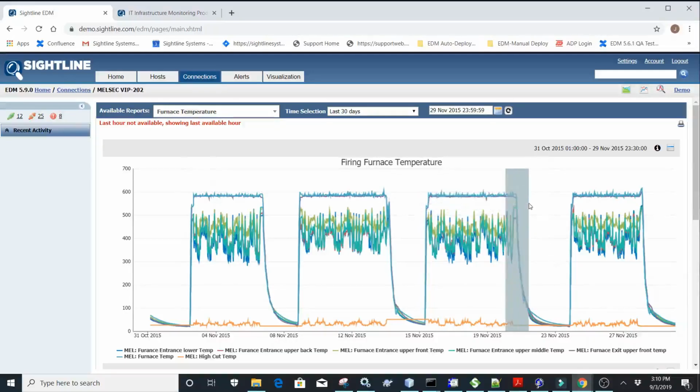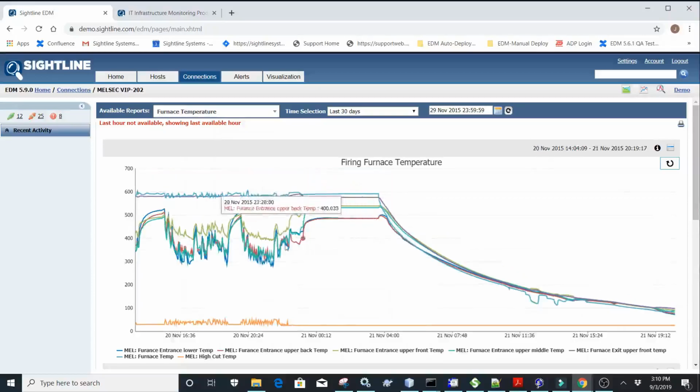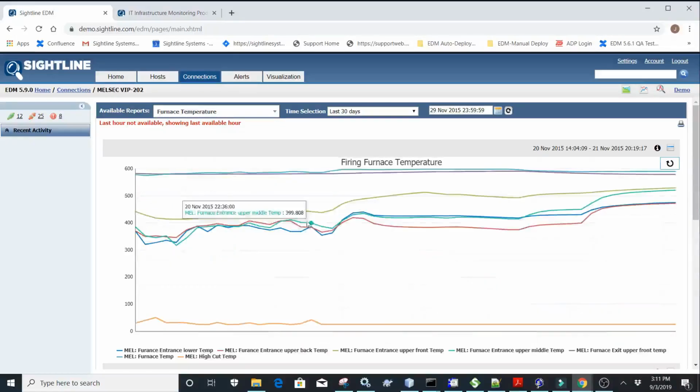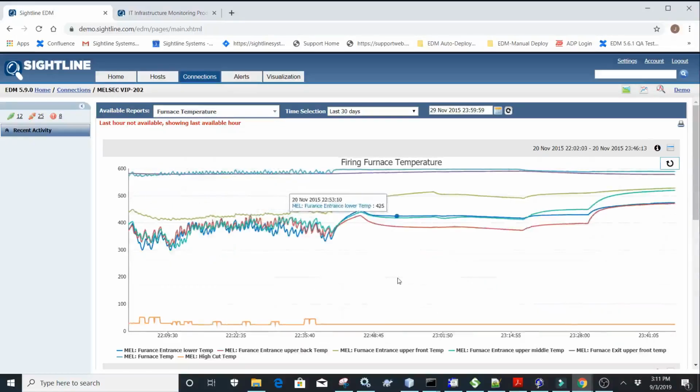So I'm going to zoom in on this area where I'm seeing the biggest gap. The biggest gap I see here is the upper back temperature at 375 and the upper front temperature at 513, over a 100-degree difference in Celsius, which is a pretty big gap. I want to zoom in again on this area, and I'm going to perform my analysis even further.